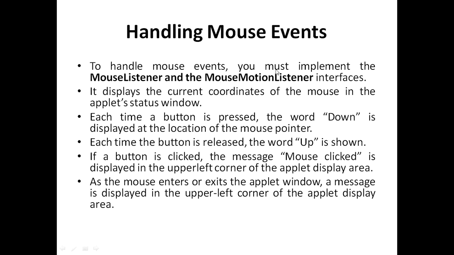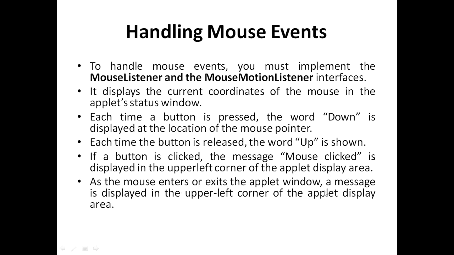To handle mouse events, we must implement the MouseListener and MouseMotionListener interfaces. It displays the current coordinates of the mouse in the applet status window. Each time a button is pressed, the word "down" is displayed at the location of the mouse pointer. Each time the button is released, the word "up" is shown. If a button is clicked, the message "mouse clicked" is displayed in the upper left corner of the applet display area.